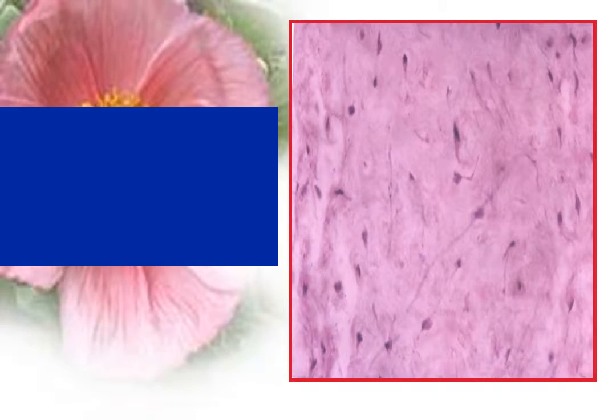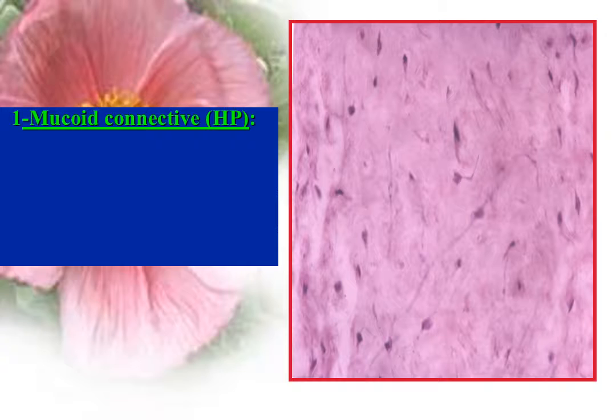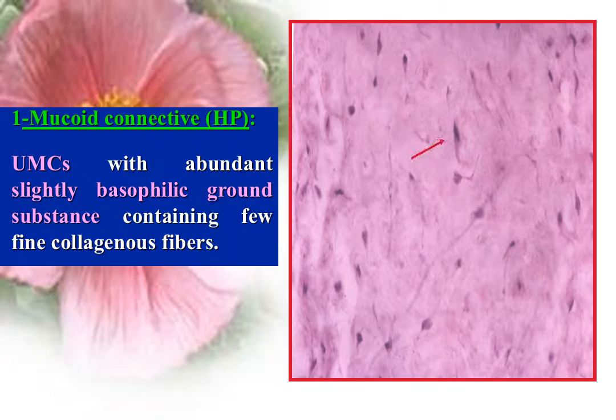Mucoid connective tissue, high power, showing undifferentiated mesenchymal cells embedded in a slightly basophilic ground substance containing few fine collagenous fibers.